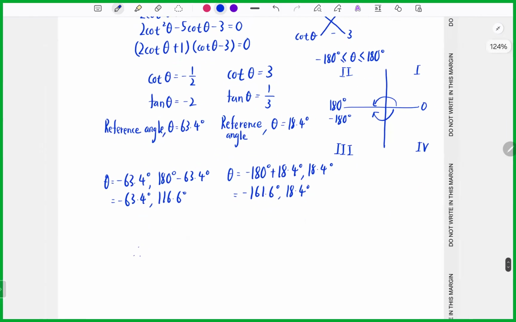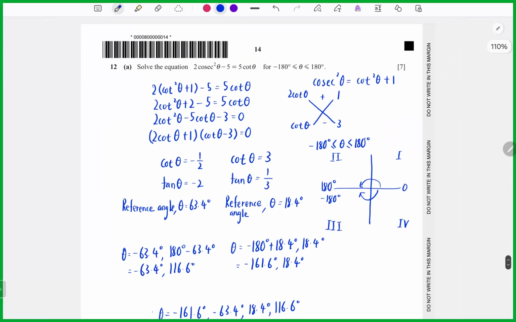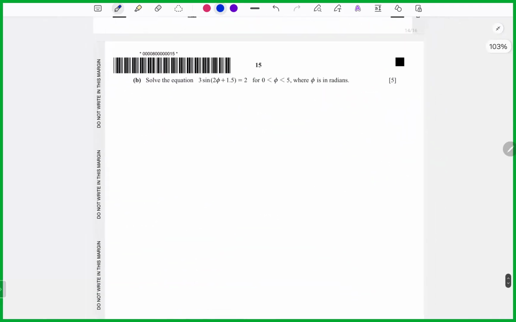So I try to summarize the answers. First answer is negative 161.6 degree. Second, negative 63.4. Number three is 18.4 degree. And the last is 116.6 degree. Okay. And then we try to look at the last question.